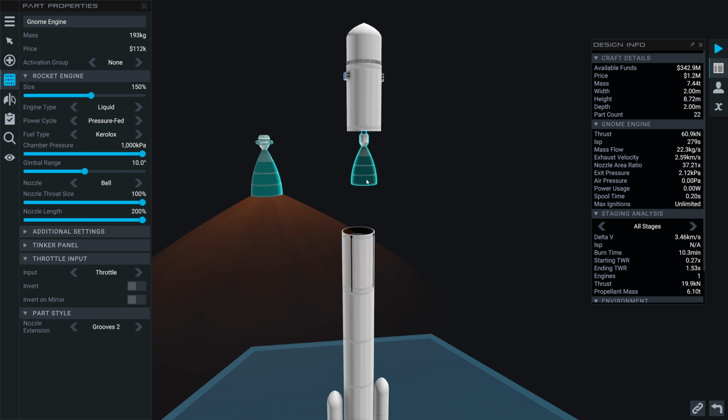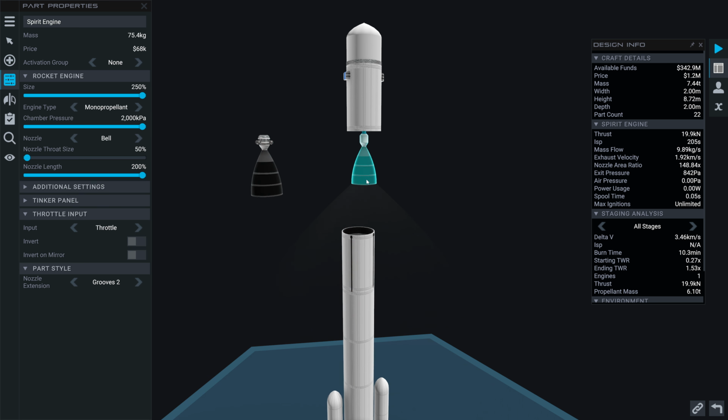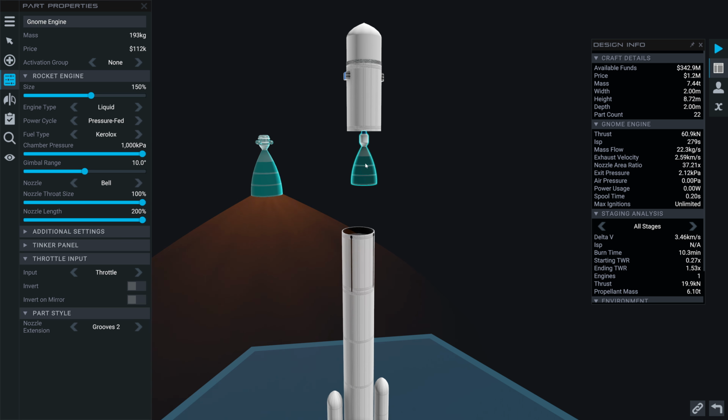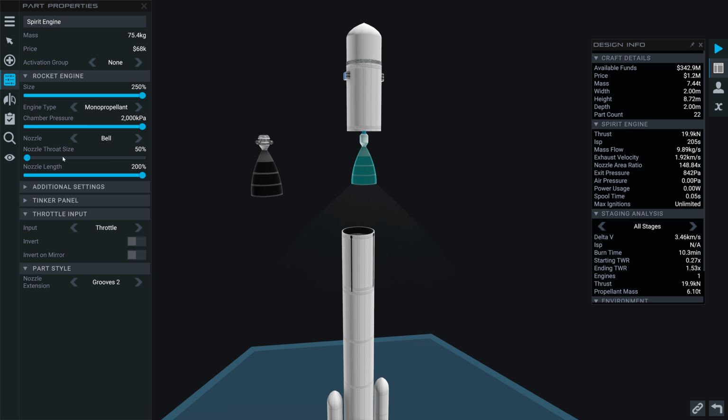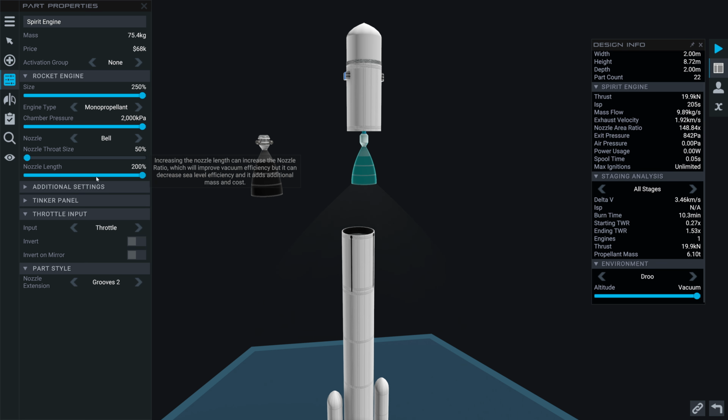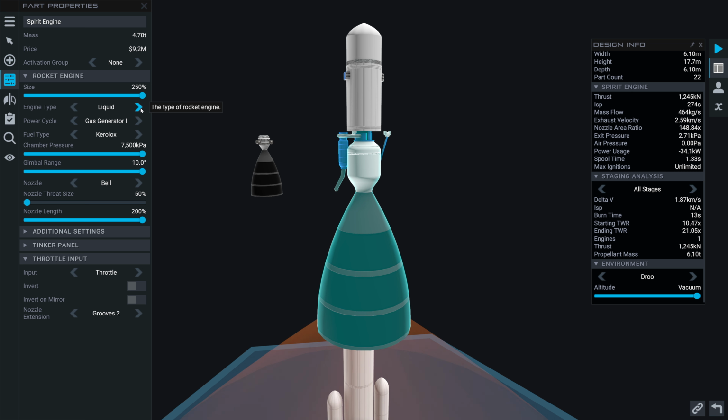Okay. So I want to check the specific impulse. The specific impulse is lower, at least currently. The nozzle throat size, wait, I want to make sure that we're in vacuum. We are. Okay. So maximized nozzle length and the throat size will decrease the nozzle ratio, which decreases efficiency in a vacuum. Yeah. So we want the throat size to be at 50%. So 205 is the maximum specific impulse this thing can get. Oh, it's monoprop?